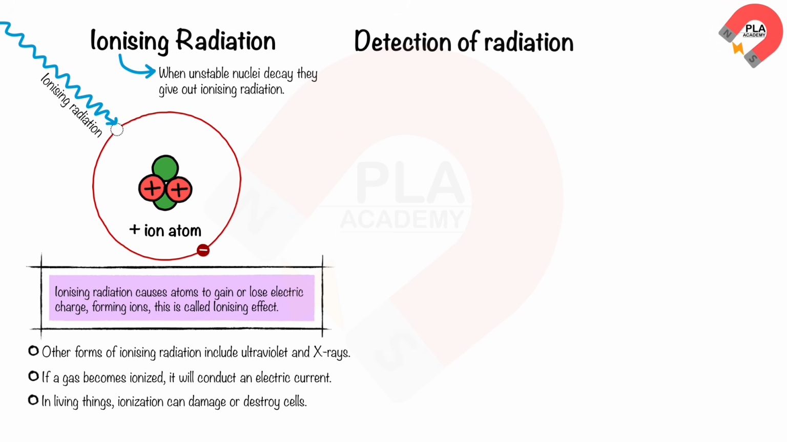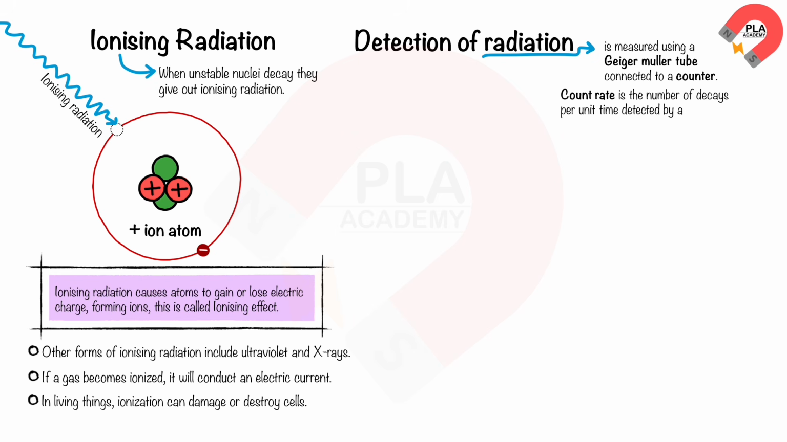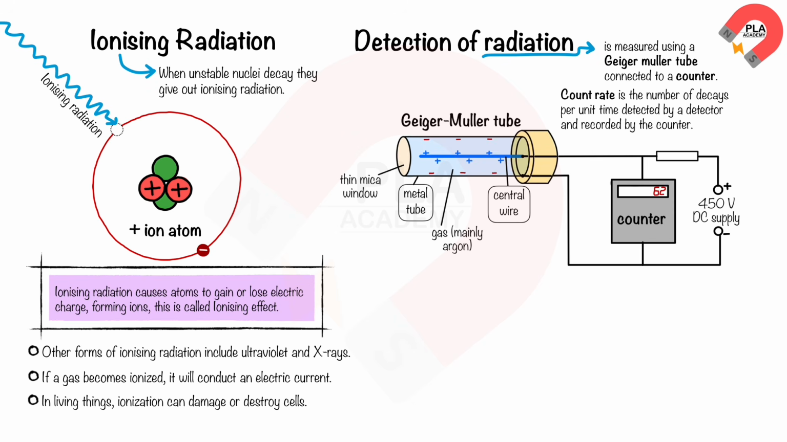Detection of radiation. Nuclear radiation is measured using a Geiger-Müller tube connected to a counter. Count rate is the number of decays per unit time detected by a detector and recorded by the counter. The structure of the Geiger-Müller tube is shown. It is measured in counts per second or counts per minute. The window at the end is thin enough for all radiation to pass through.